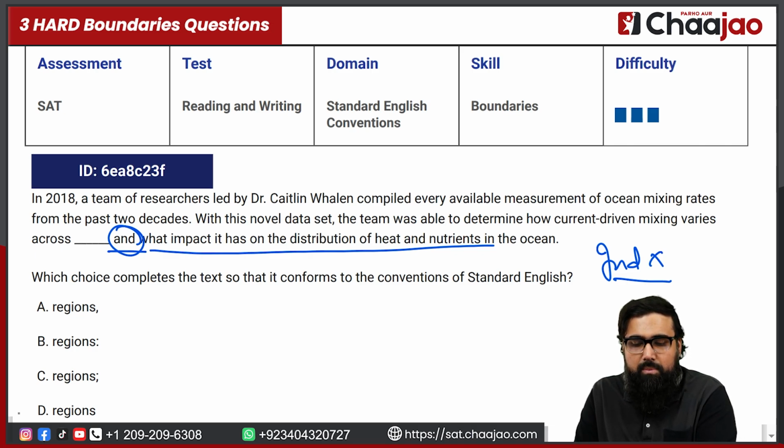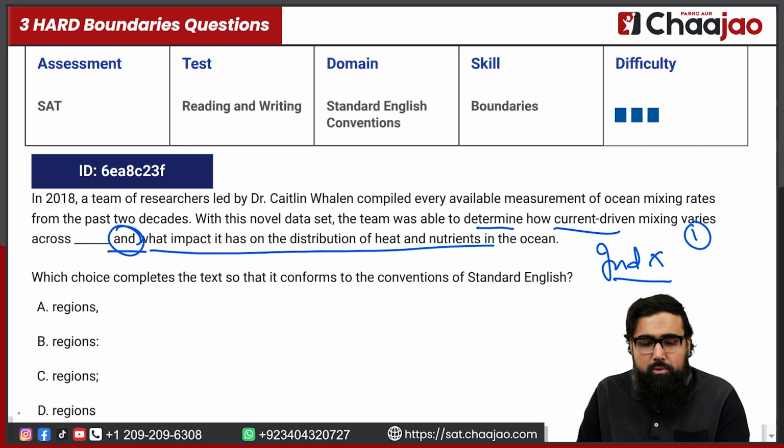So this is the first part of the list. The team was able to determine. What was the team able to determine? The first one was how current-driven mixing varies across regions. This was the first part that they determined. And the second part was what impact it has on the distribution of heat and nutrients in the ocean. So this is the second part that they determined. So that is how it works.